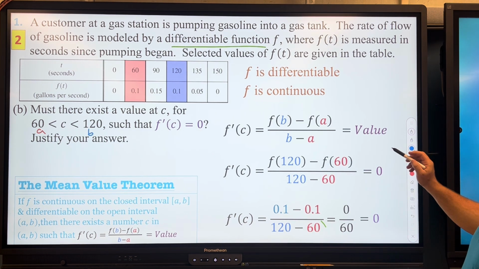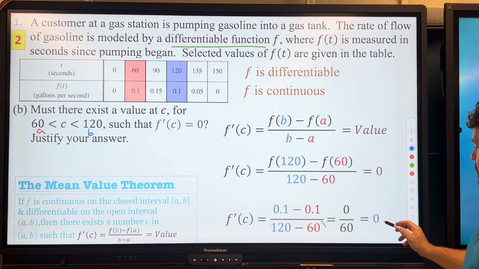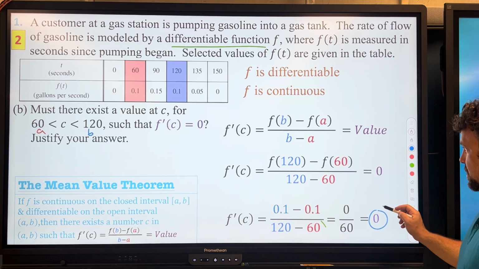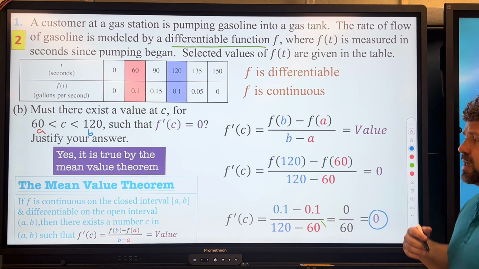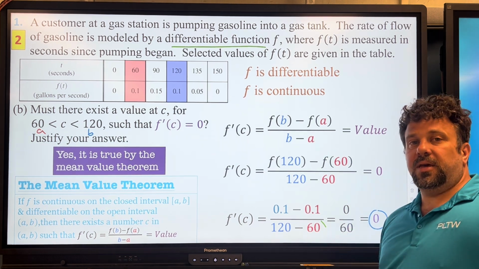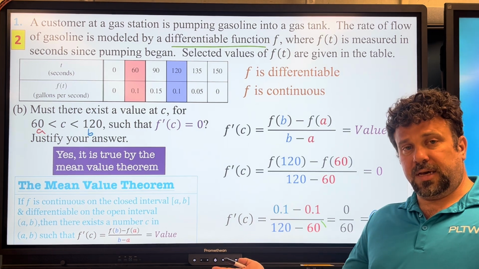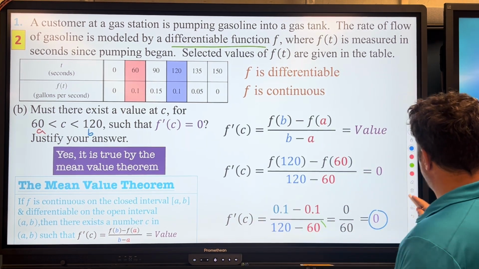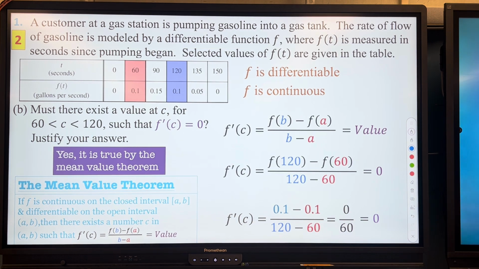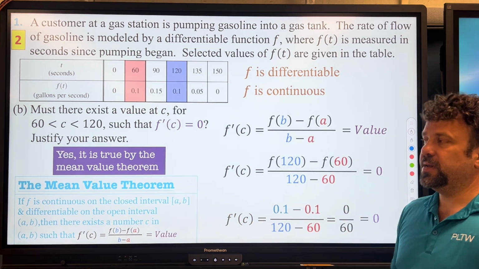So must there exist a value where it equals 0? Well, yes, 0 is what we wanted, and that's the answer. So yes, it is true using the mean value theorem. And that's it. So far, two very easy questions. Ready for part C? Now we're going to jump into letter C.